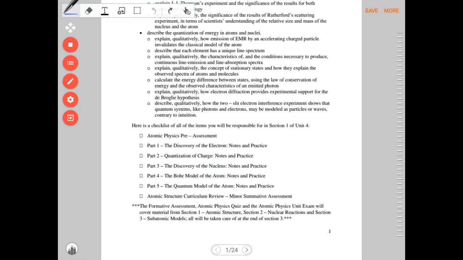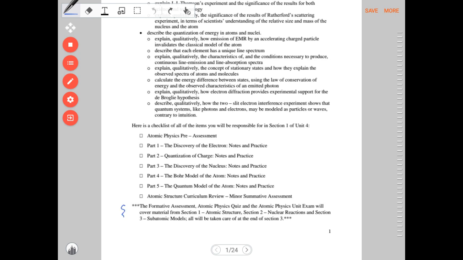Okay, a little lower down, you can see that there is an atomic physics pre-assessment as well as 5 parts to this chapter. Discovery of the electron, quantization of charge, discovery of the nucleus, the Bohr model of the atom, and then a really short one on the quantum model of the atom. Okay, there will be a curriculum review for this section, but no formative assessment.